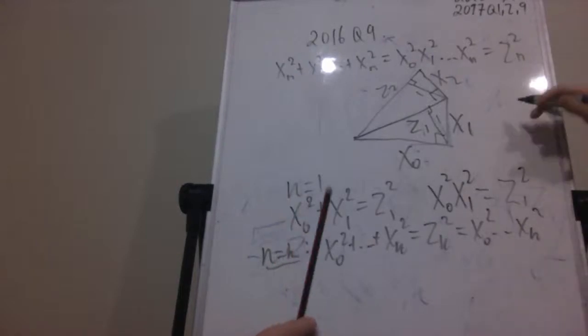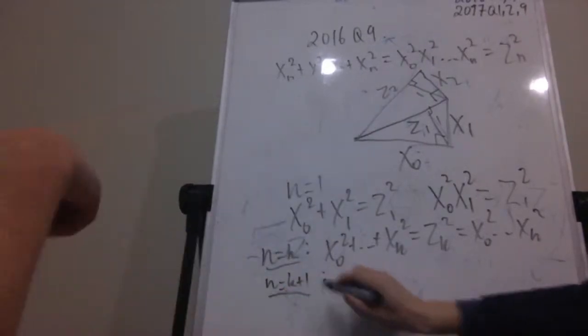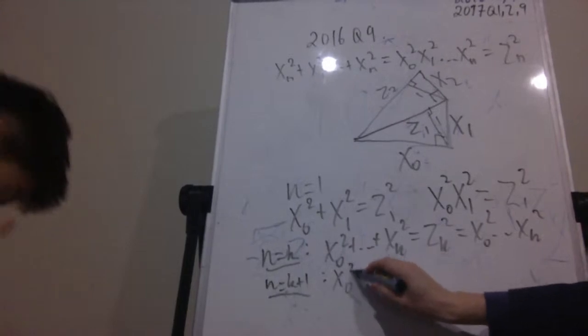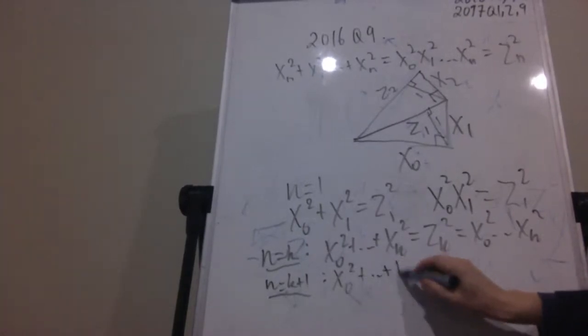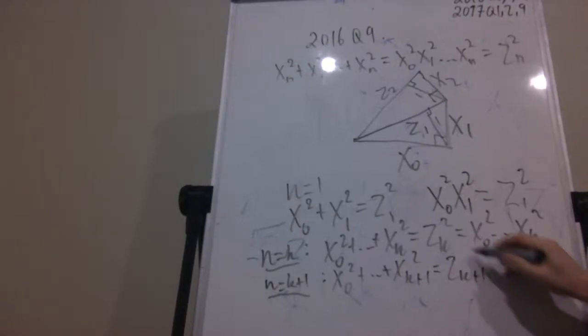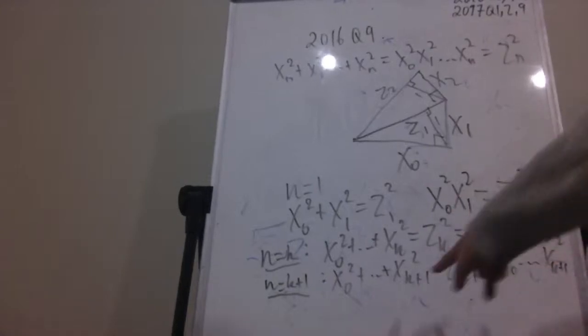Okay. Anyway, let's finish this off, yeah? So you want to prove it's true for n equals k plus 1. If you use the area, that makes it a lot easier. So you need to show that this of the k plus 1 squared is equal to z_{k+1} squared, right? Is equal to x0 up to k plus 1. So of course, this is easy to show.